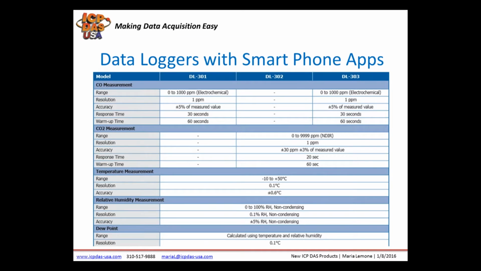We provide a few different intelligent data loggers that come with smartphone apps. DL301 measures carbon monoxide, and DL302 measures carbon dioxide. They all measure temperature, humidity, and dew point. The iPhone iOS app works for all three of these intelligent data loggers. The Android app works with DL302.